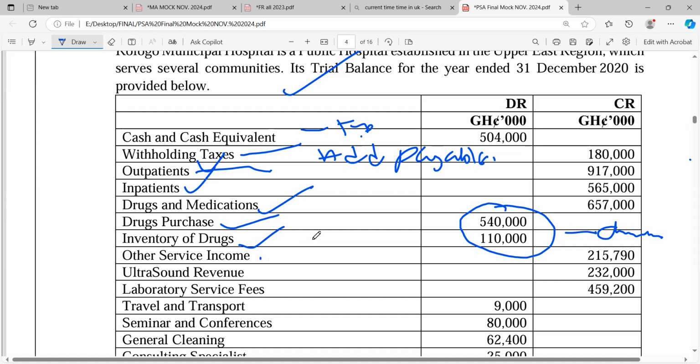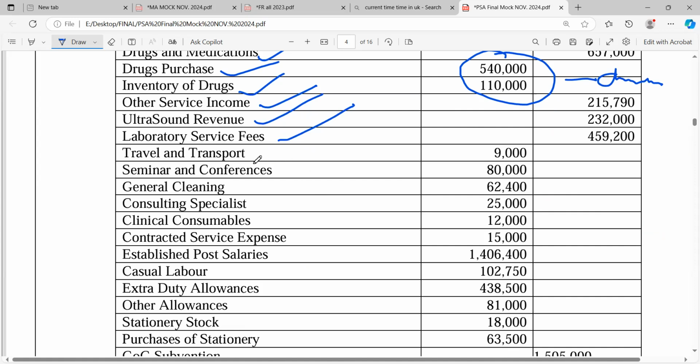Other service income, IGF. Ultrasound revenue, IGF, IGF. Laboratory service fee, IGF. Travel and transport, goods and services. Seminar conference, goods and services. General clinic, goods and services. Special consulting specialist, goods and services. Clinical consumable, goods and services. Contracted service expense, goods and services.